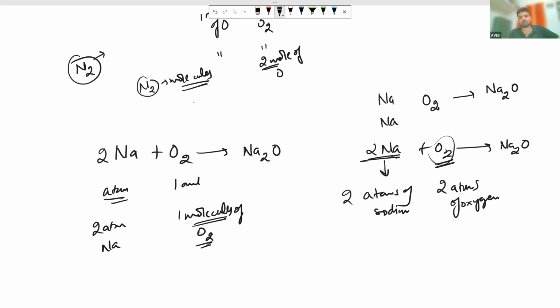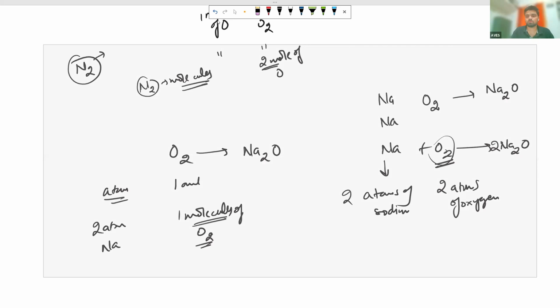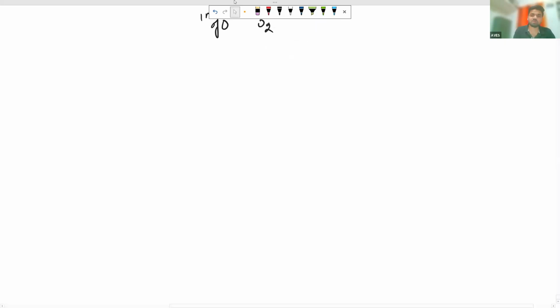Okay, for example, if I'm saying here that N2 plus H2 gives you NH3, then if I balance this one, it will be N2 plus 3H2 gives you 2NH3. This is the balanced chemical reaction.